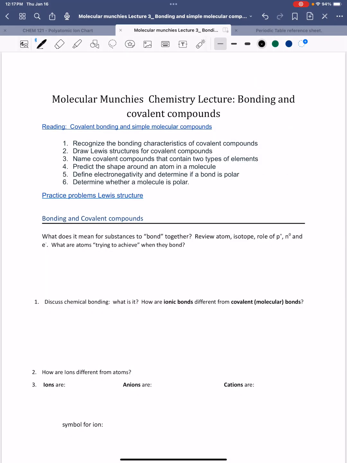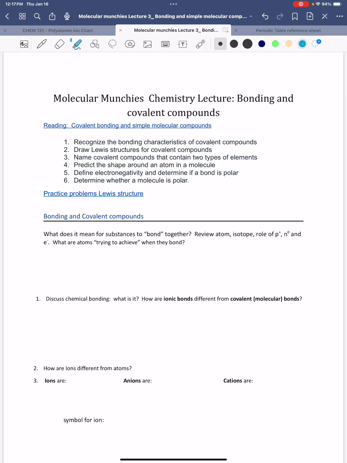We are going to focus on covalent bonds because covalent bonds are very important in biology and nutrition. We're going to mention ionic bonds and we'll talk about those a little bit later in the quarter. So just jumping right in, making sure we're looking at those objectives: covalent compounds, drawing Lewis structures for covalent compounds, naming them if they have two elements in them, predicting the shape around the atoms in a molecule.